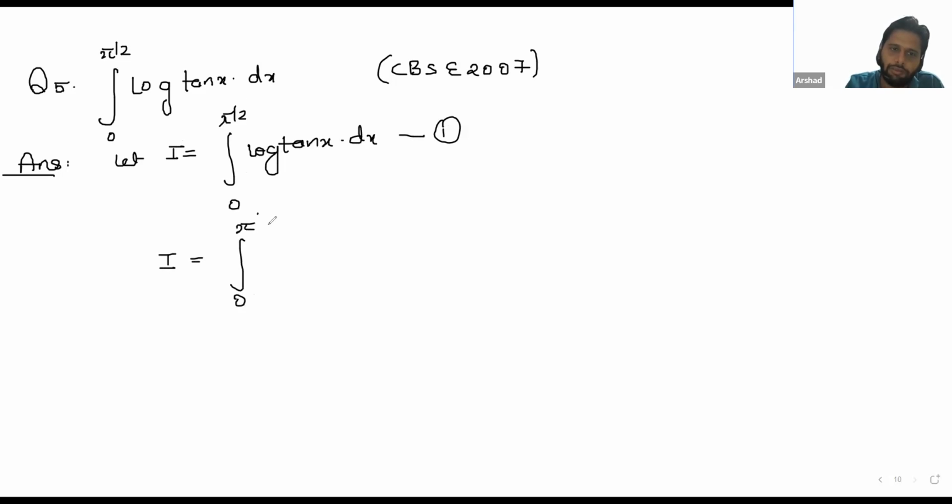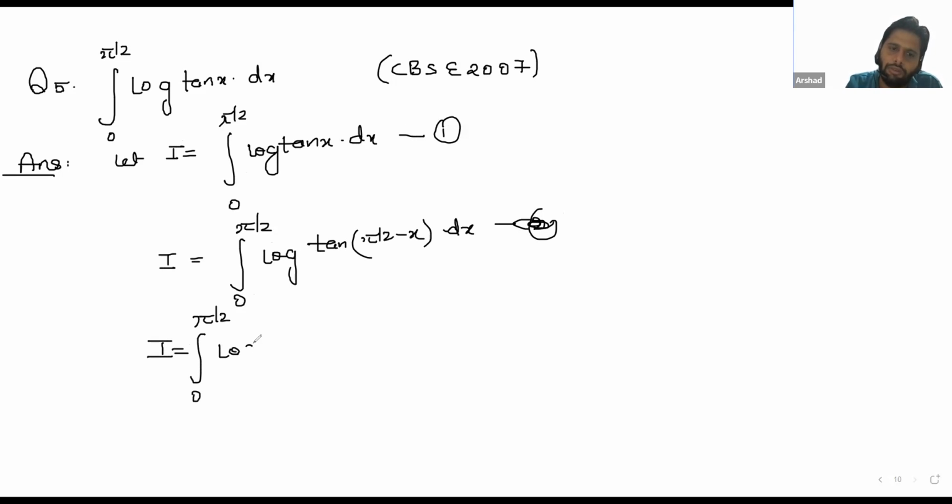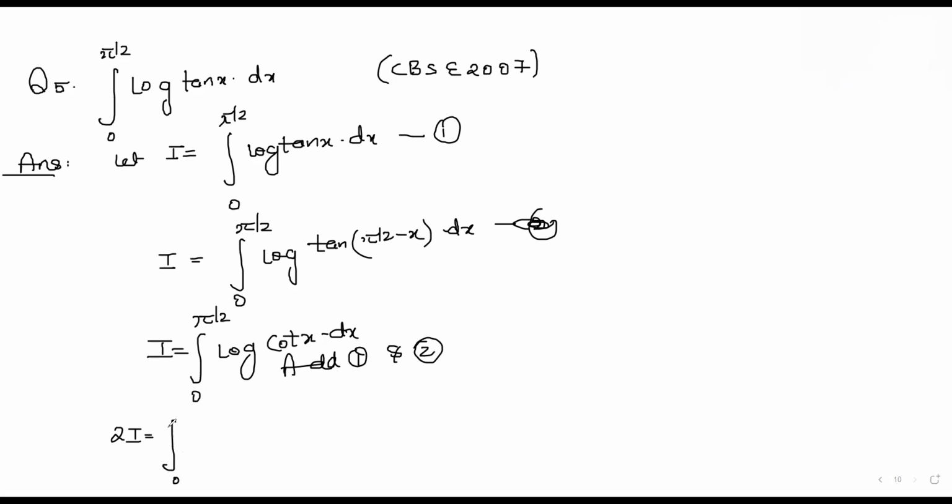Whenever you are applying the property, please write the property in the bracket. Minus x dx. Now please solve this. I is equal to integral 0 to pi by 2 log cot x dx. Now add 1 into it. So what you will get here? 2I is equal to 0.